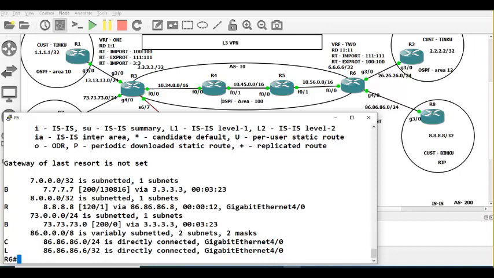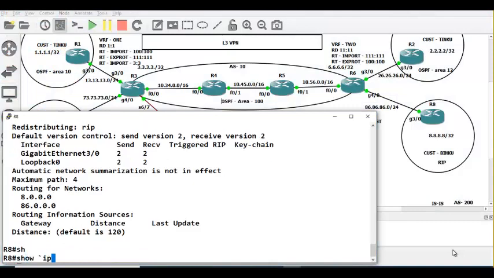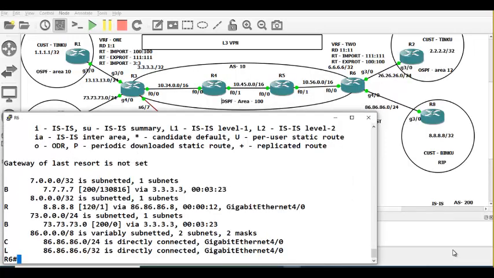We also have learned the 7 network via the tunnel. 3.3.3.3 is the next hop. But the 7 network cannot be seen on router 8. Why? Because we have to take from BGP and give it to RIP. So we have done only one way. The other way we are doing now.